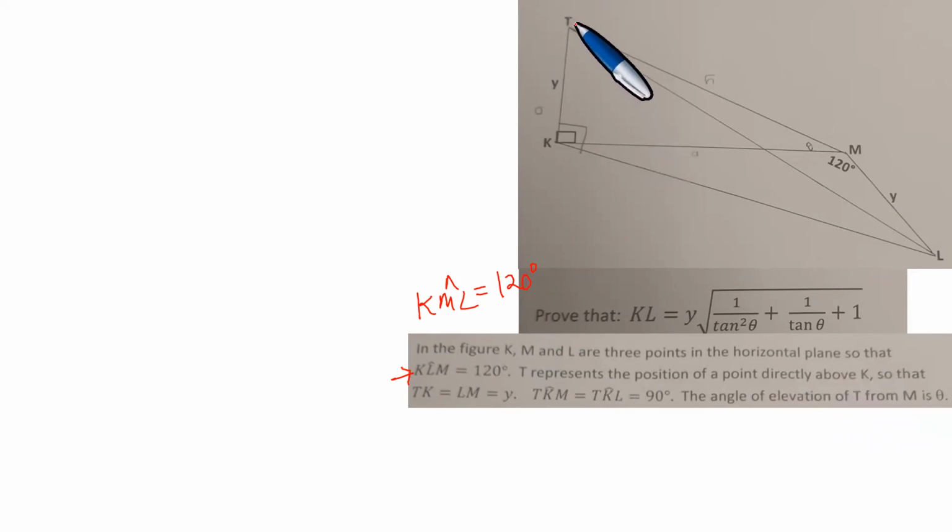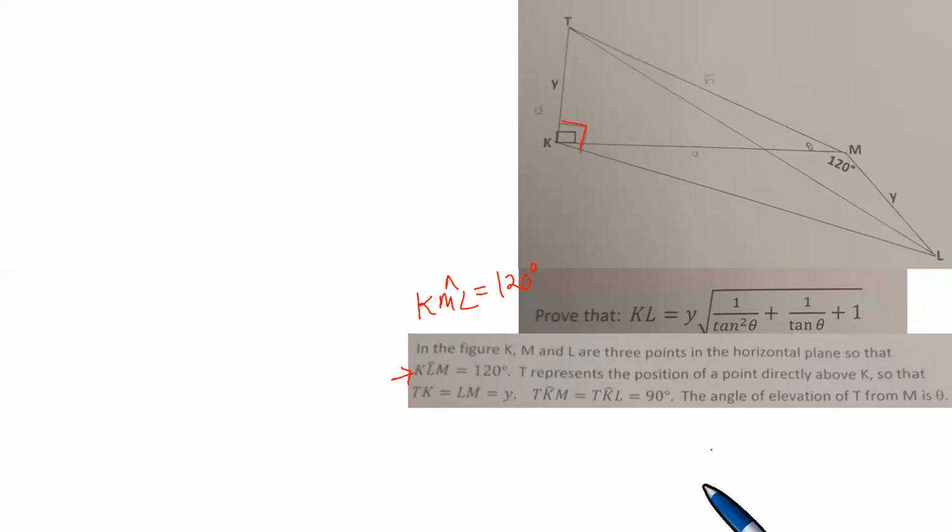Okay, there is T up there. So that TK is equal to LM. Right, there's TK equals LM, and this is y, and that is y. TKM, right, so there's TKM equals 90 degrees, but there's also TKL, which is also 90 degrees. All right, so I'm glad that you have shown the 2 angles of 90 degrees there.